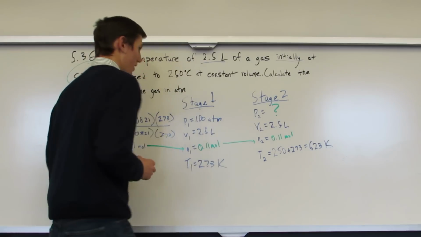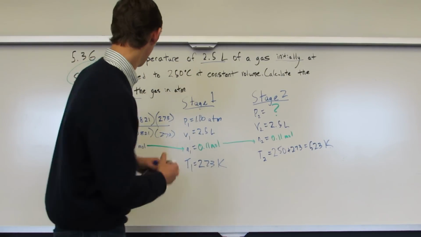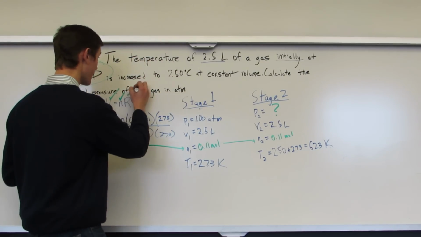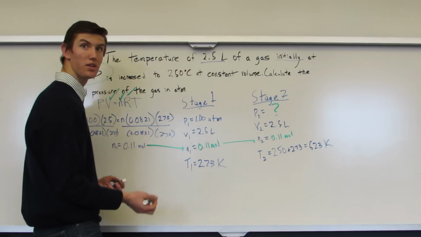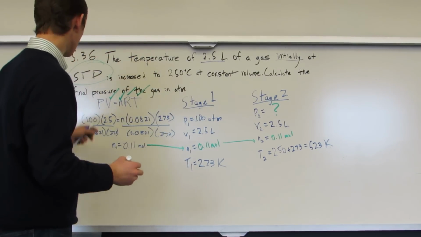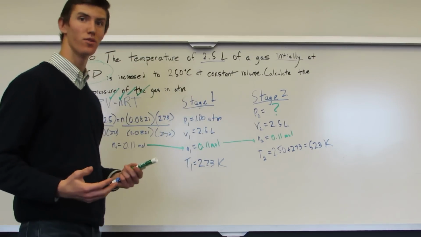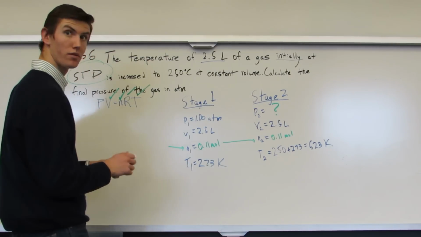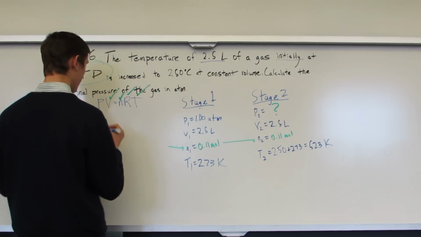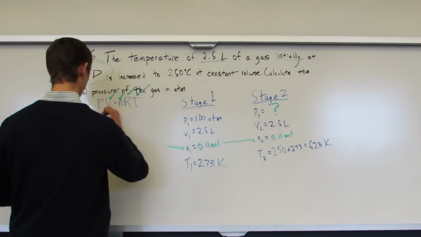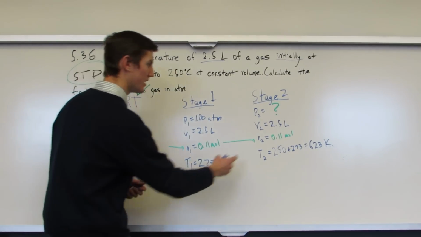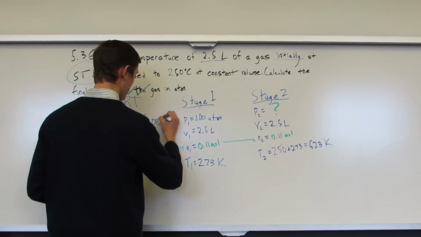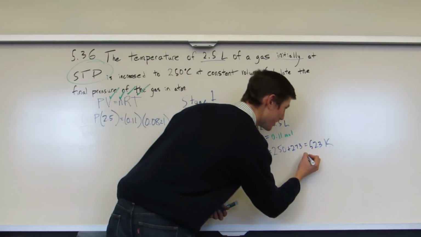All right? So now we look at our stage 2 information. We have volume, so check. We have moles, check. R is constant, so check. T, we have 523 Kelvin, so check. So basically we're just left with solving for P, which is what the problem asks for. So let's fill out the information. P is our variable. Volume, 2.5 liters. N is 0.11 moles. R is 0.0821. And then temperature is 523 Kelvin.